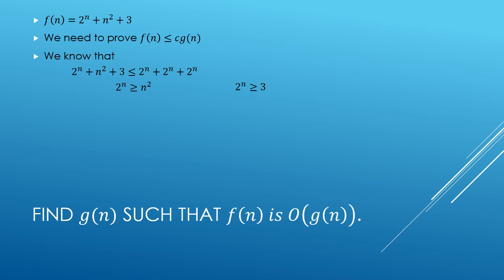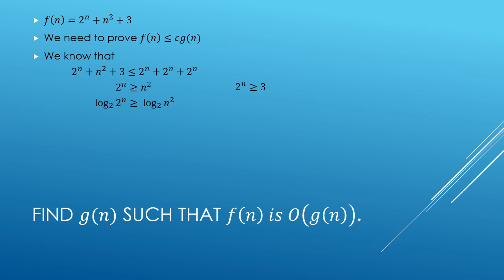Now let us first look at the first condition. 2 raised to n is greater than or equal to n square. How to solve this for a value of n? Apply log on both sides. Log to the base 2.